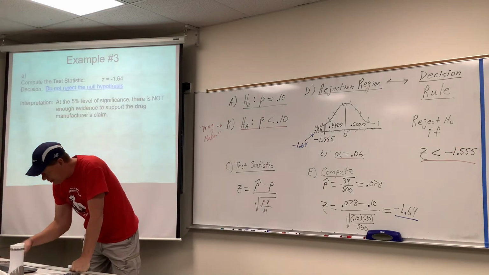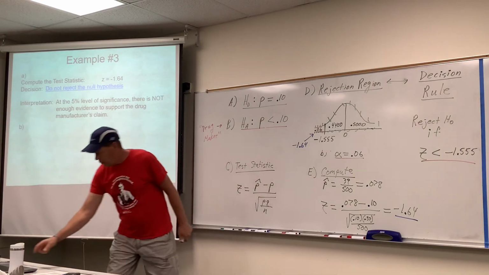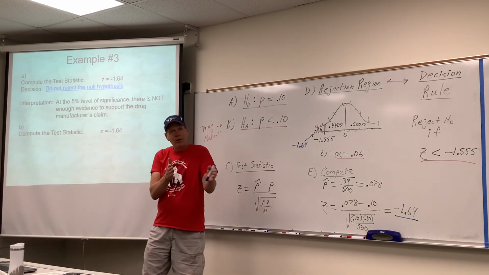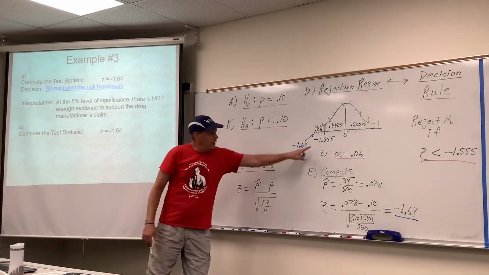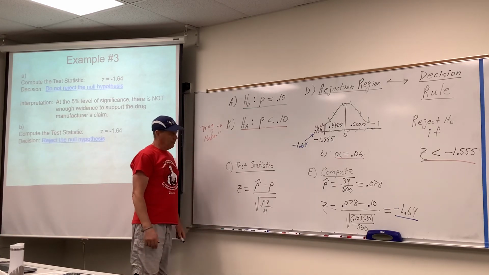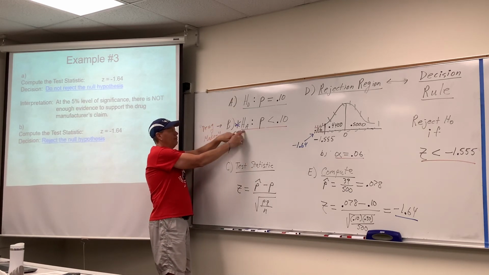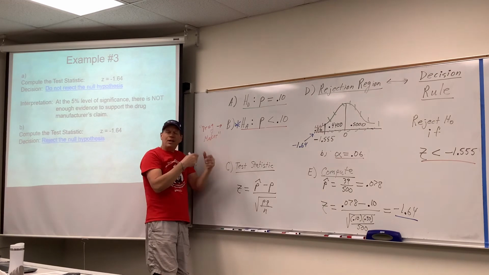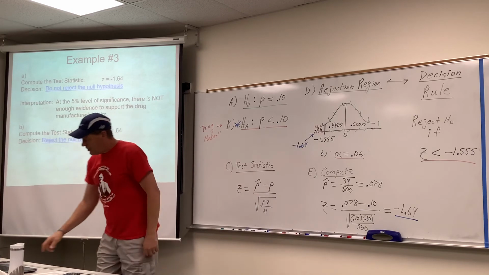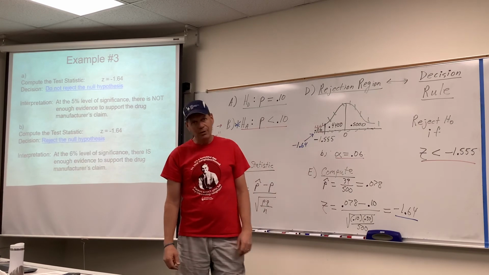So the idea there would be that this time in part B, oh look, the z-score was negative 1.64. Oh look, this time it is out there. We've moved the goalposts, haven't we? The z-score, you know, this cutoff. And this time we do reject the null hypothesis. And if we reject the null, that favors the alternative, which is what the drug maker claimed. It's the exact opposite verdict of the previous example. And so at 6% significance, there is evidence to support the drug manufacturer's claim.